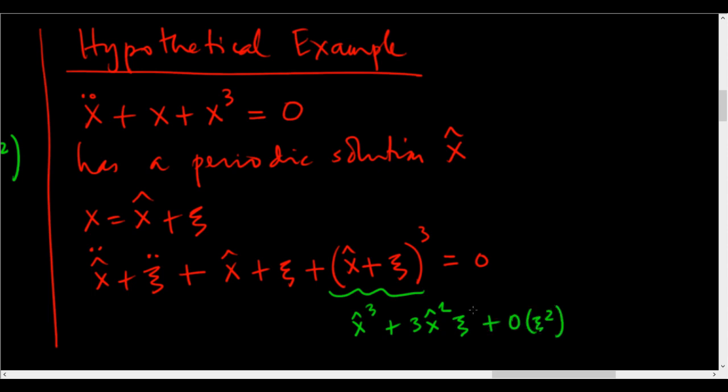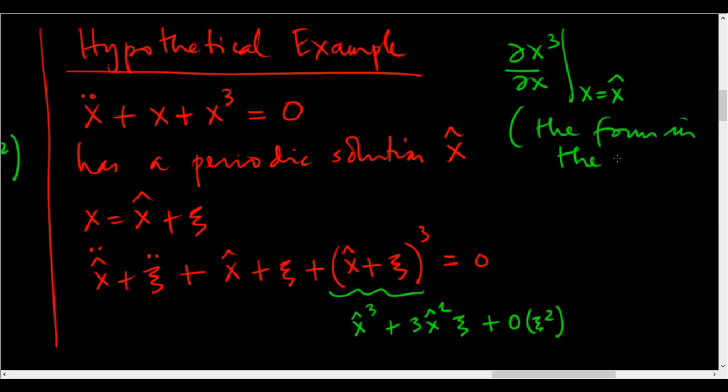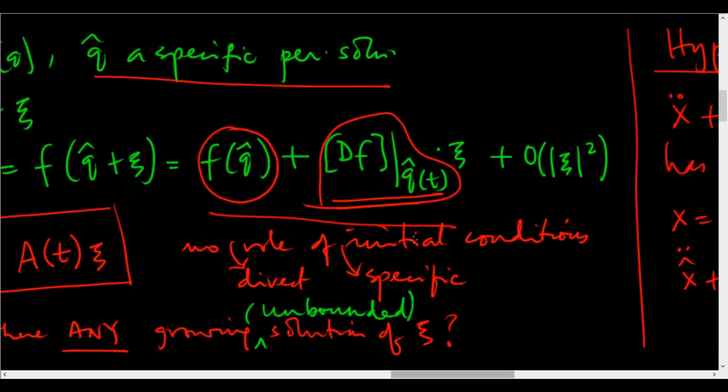Okay, and you can do that from the expansion of the cubic term, but I encourage you to do it differently. I encourage you to do it as del x cubed over del x evaluated at x equals x hat, because that is the form in the Jacobian. That is the form that actually enters here. Okay.